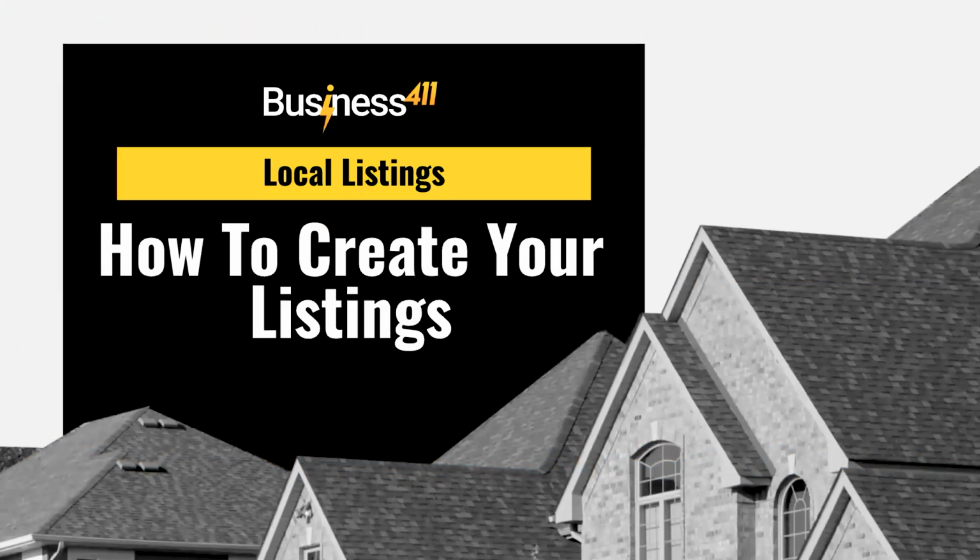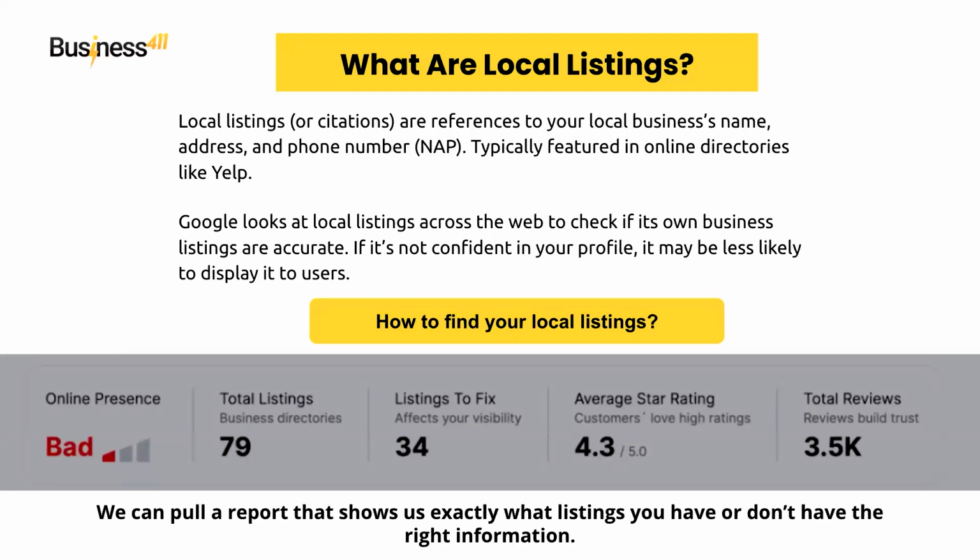So local listings. Next on the list is local listings. I'm gonna show you how to create these listings. And these listings are way more important than you may know. So what are local listings? Local listings, also known in technical terms as citations, are references to your local business by its name, address, and phone number. You may have seen it as NAP, N-A-P. Typically, this information is featured in online directories like Yelp.